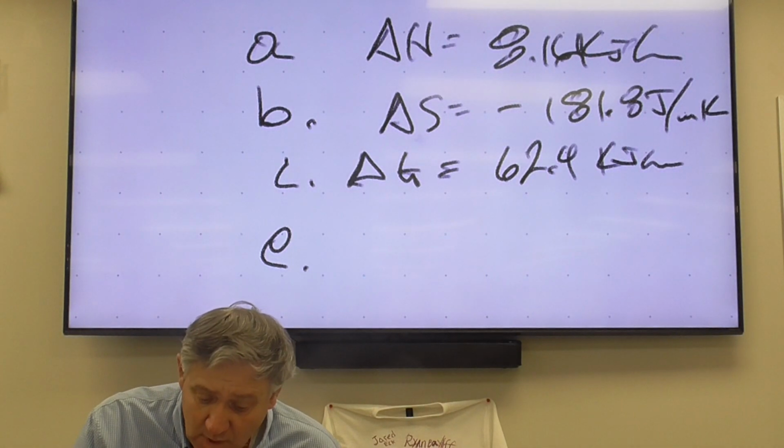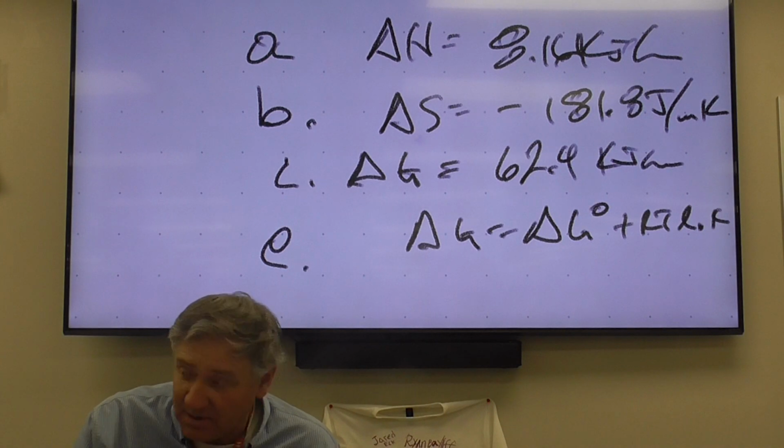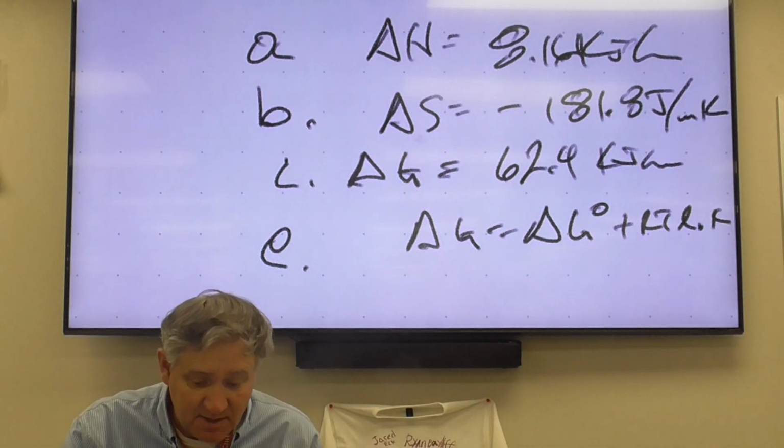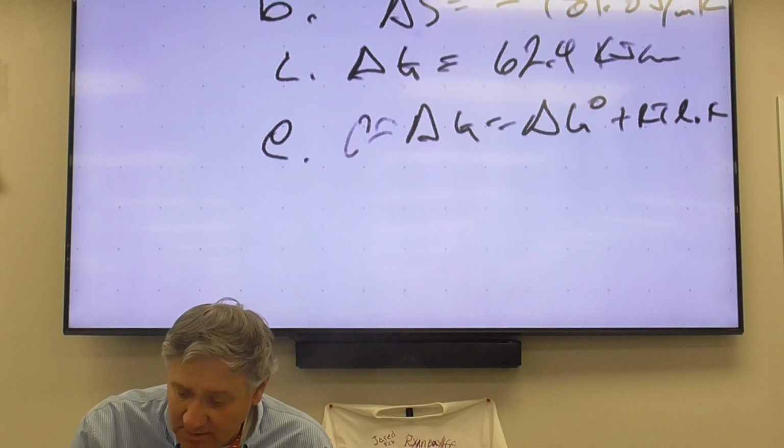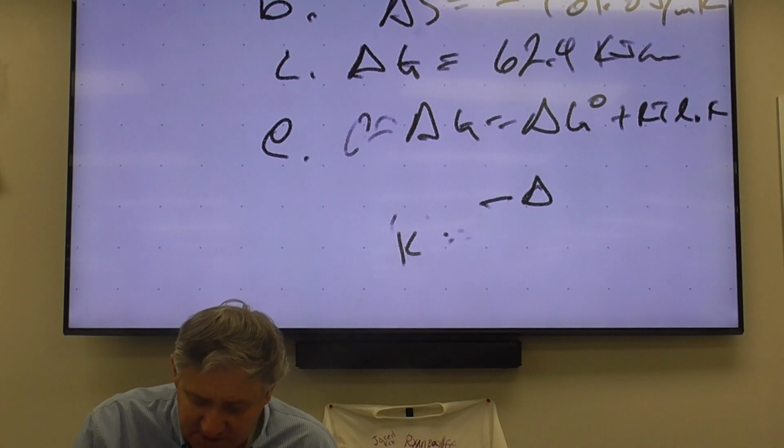Now, on E, you want to calculate the value of K. So that's the one where you're going to use delta G equals delta G naught plus RT times the natural log of K, and you solve for K. You set delta G equal to 0, and you get that ln K equals negative delta G naught over RT.